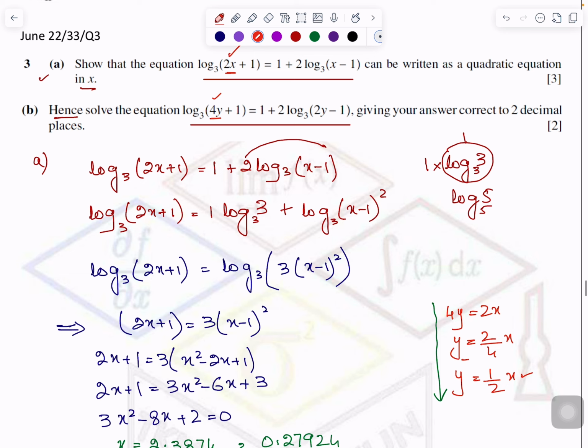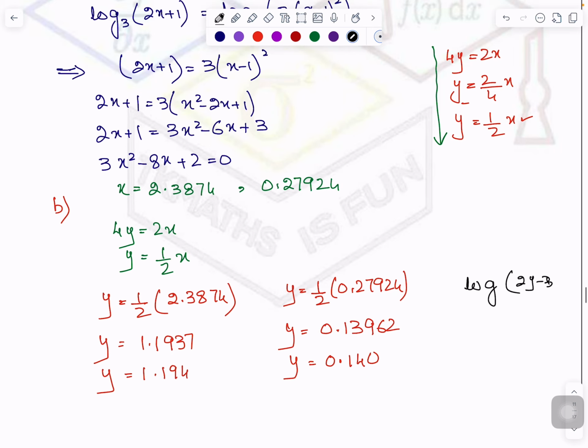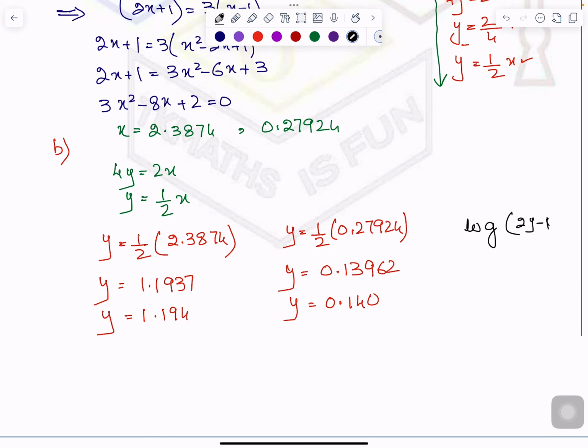If I look at this equation, this term is all plus, so both values of y are plus, so this is okay for it. But what about this term? It is log 2y minus 1. Now see here, if you substitute this number in place of y, 2 times 1.194 will be greater than 2, and 2 minus 1 will be a positive answer, correct?